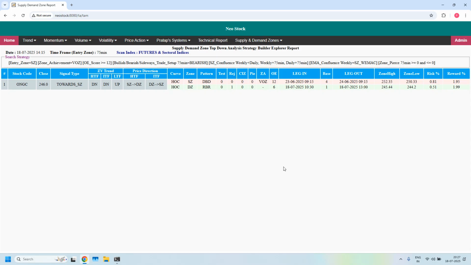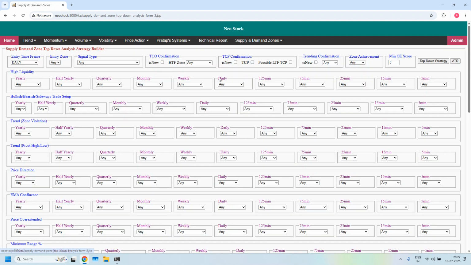So it's a high probability trade setup supported stock, provided less than 20 checklist items are satisfied. So this is about a bearish trade setup for weekly income trade. Next we will look into daily income trade reports.